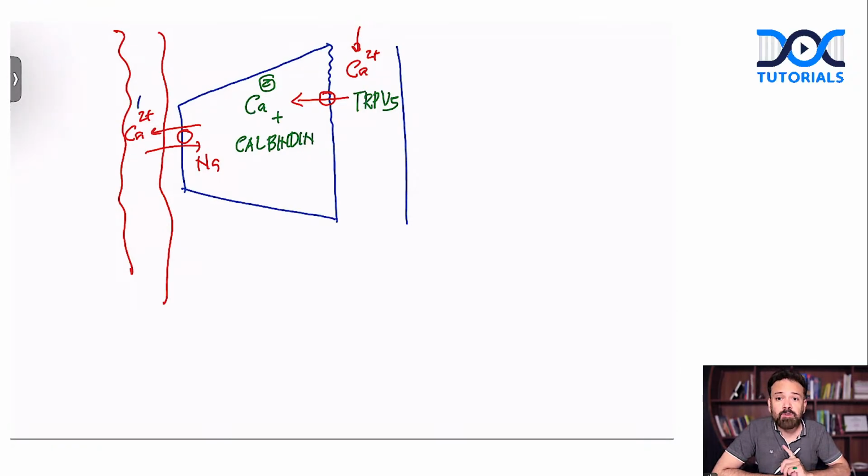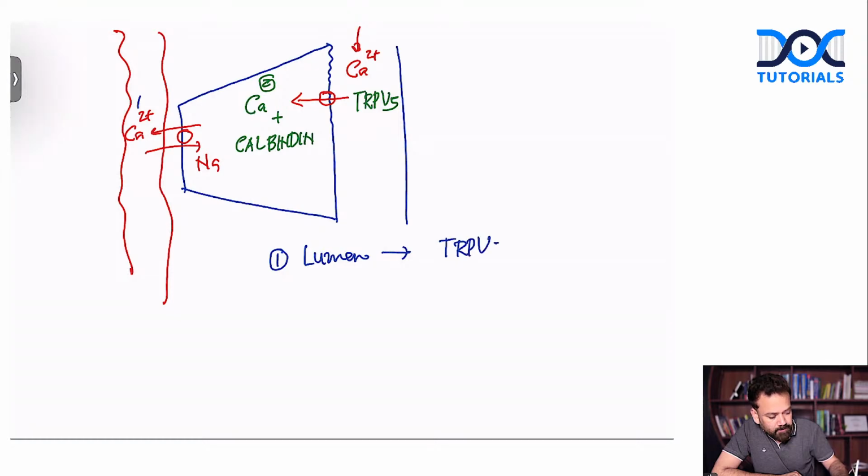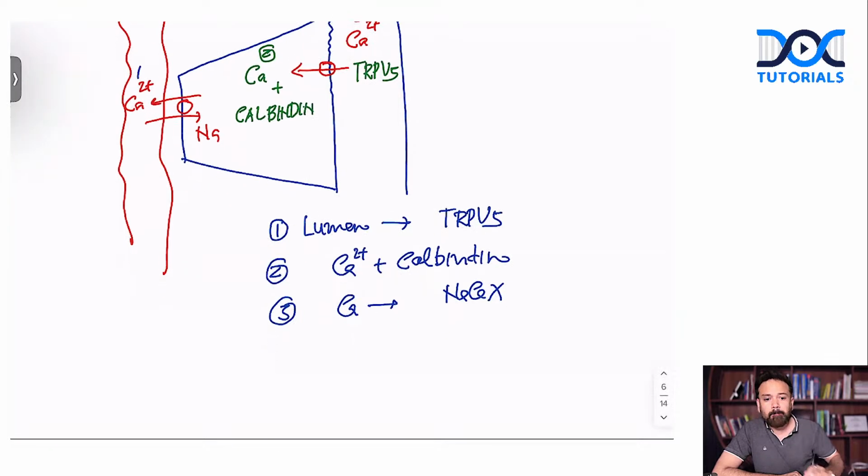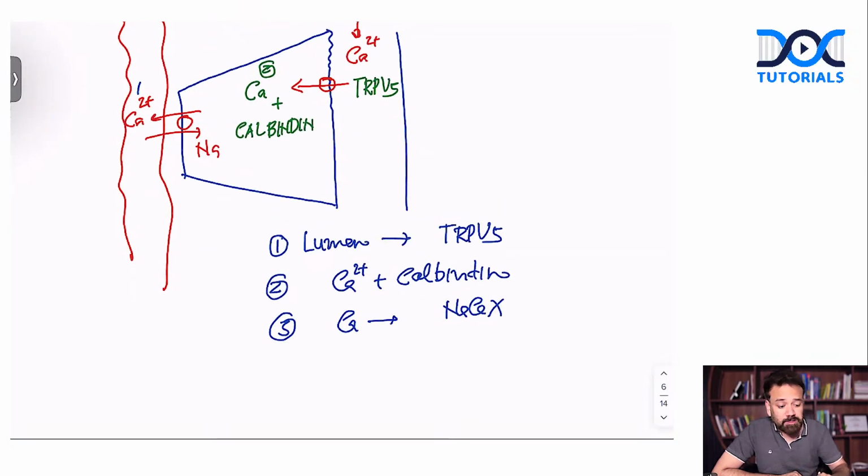So how many steps are there? Three. Step number one is on the luminal side, calcium is reabsorbed via TRPV5. The second step is that calcium will bind with calbindin. And the third step is that calcium is reabsorbed via the sodium calcium exchanger. So there are three steps.